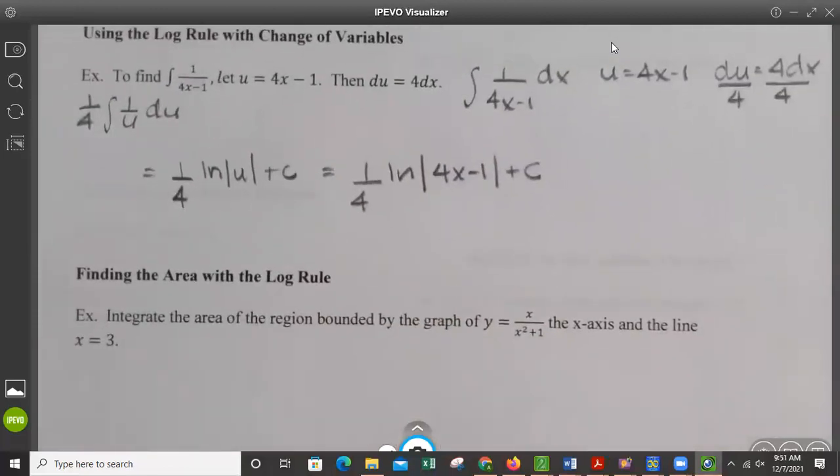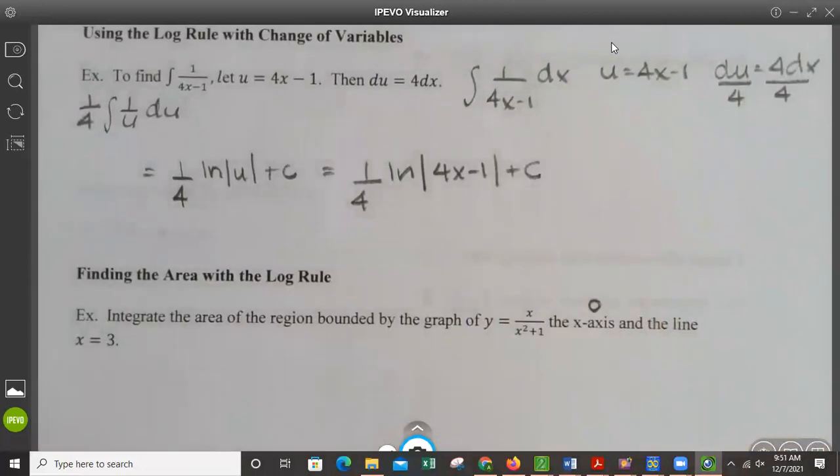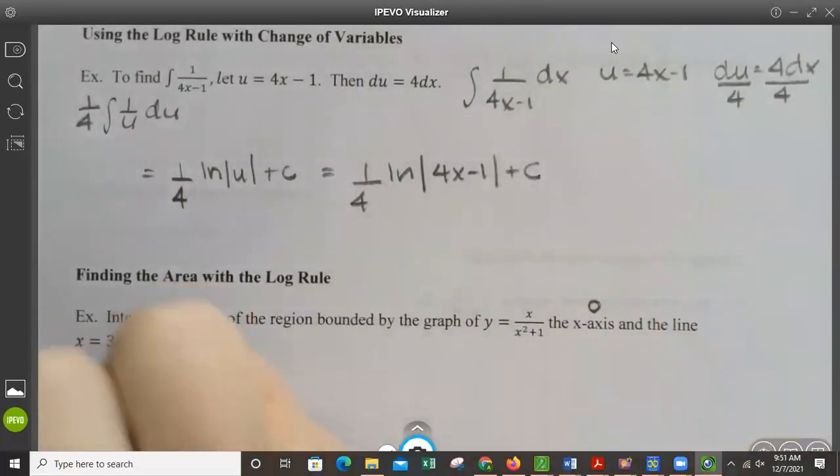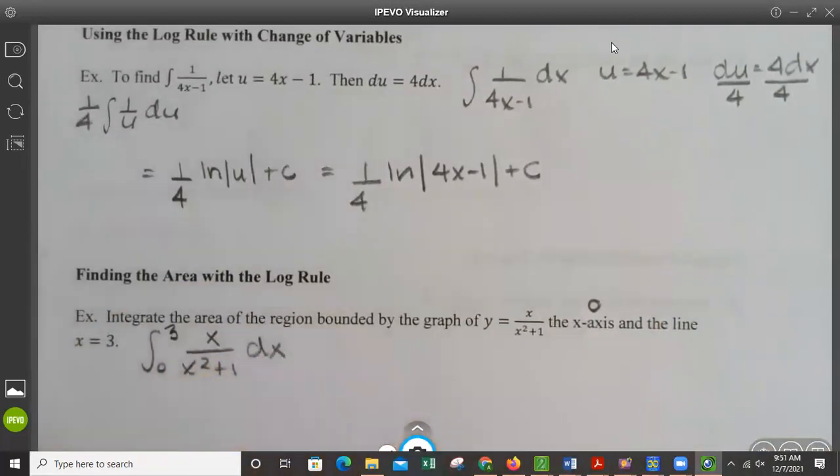The next one says find the area of the region bounded by the graph of y equals x over x squared plus 1, the x-axis, and the line x equals 3. So the x-axis is going to be 0. So our integration is going to be from 0 to 3. So we're doing the integration from 0 to 3 of x over x squared plus 1 dx. You good? Okay.